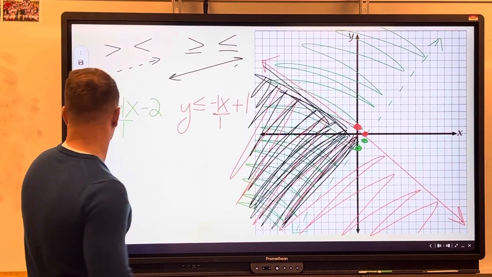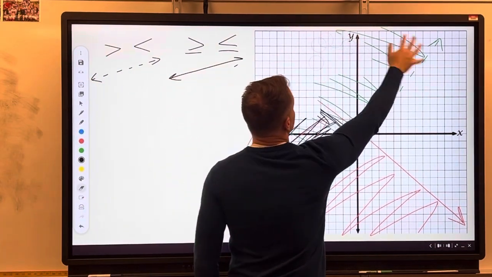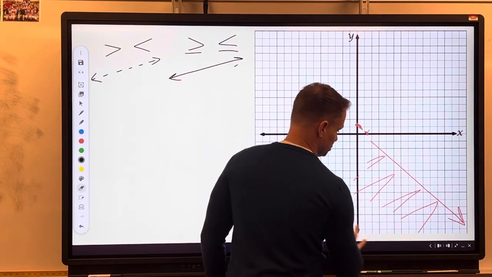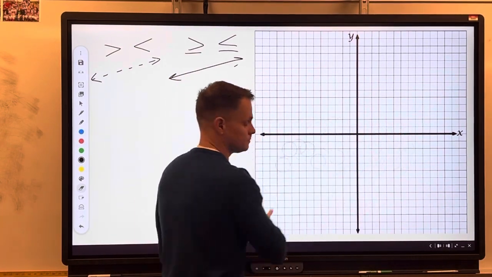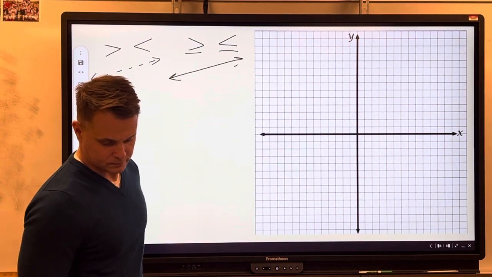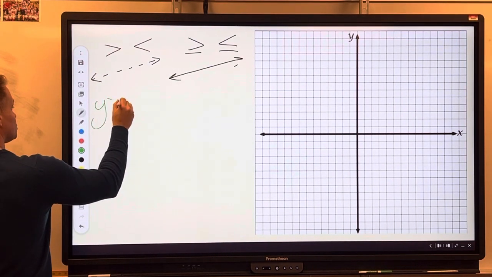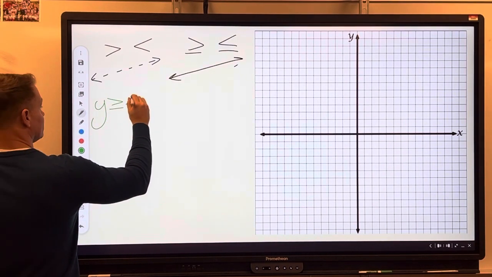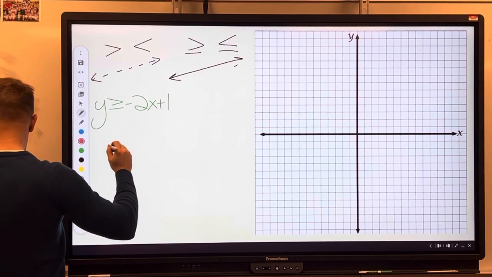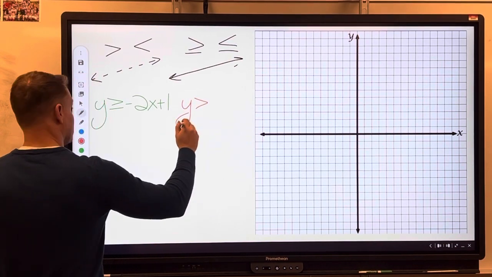Let's take a look at another one. Let's take a look at two more inequalities that we're going to have to graph, and let's determine what the solution is. Let's say we have y is greater than or equal to -2x plus 1, and y is greater than x plus 2.